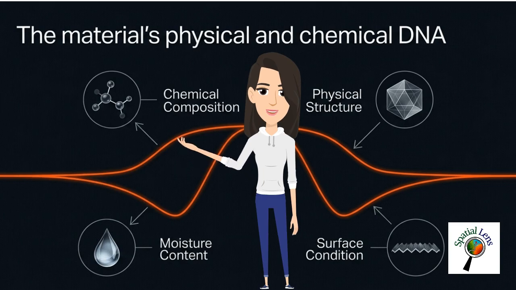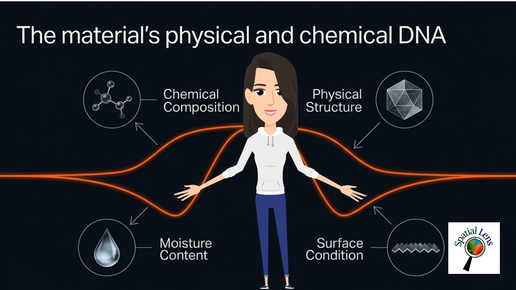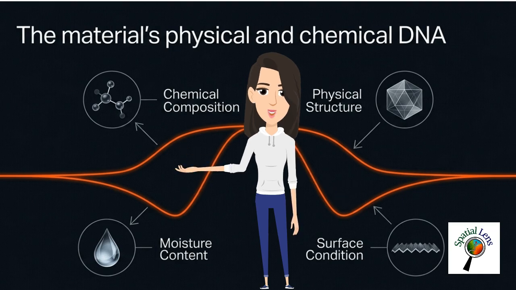The spectral signature also depends on the properties of the material itself. Its chemical composition, physical structure, moisture content, surface condition, and other characteristics can influence the shape of its spectral response.